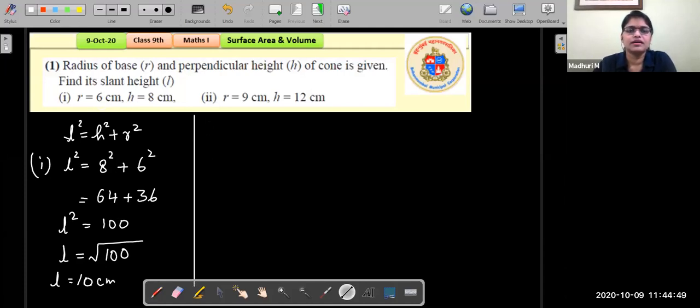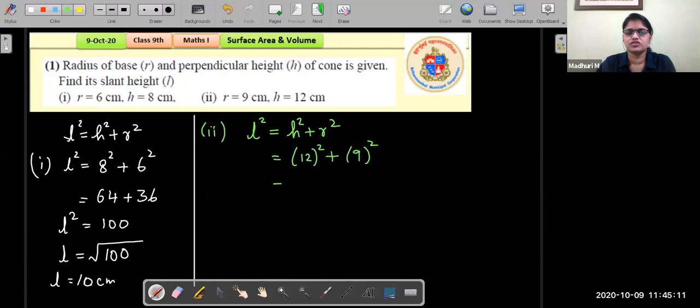So for the second part, we are given the radius and height. We are asked to find the slant height, that is L. Again, we are using the same formula. L squared equals to H squared plus R squared. So substituting the values, H is 12. So 12 squared plus radius is 9. That is 9 squared, which would be 144, plus square of 9 is 81, and then adding them up, what do we get? That would be 225, right? 225. And this is L squared.